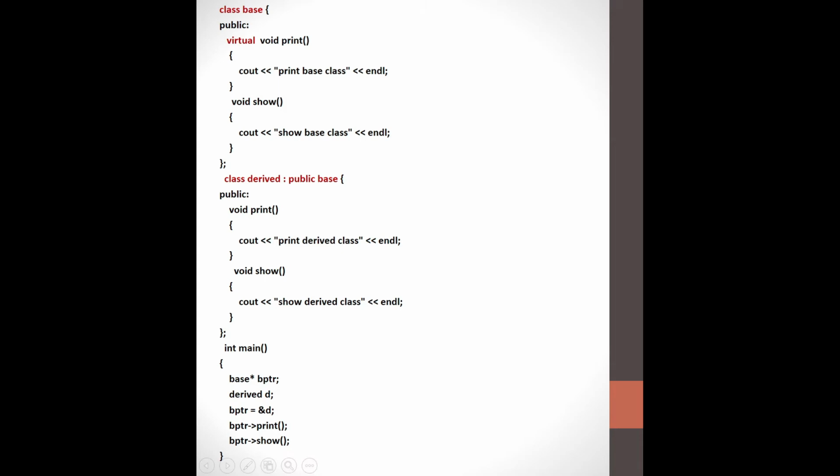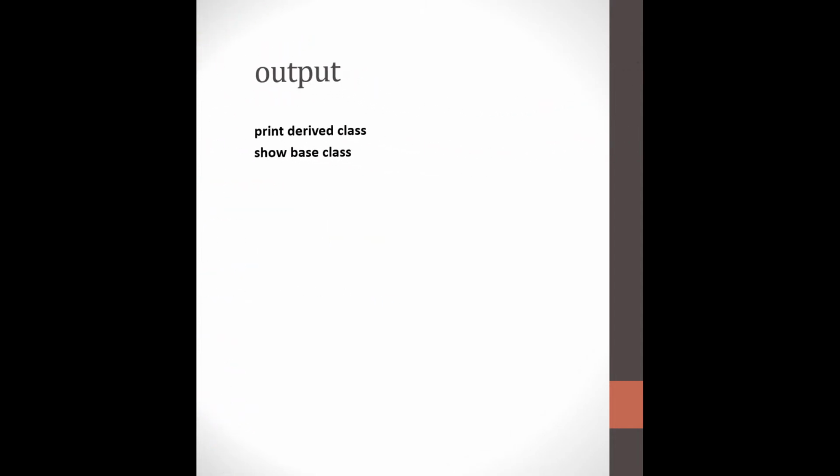After this print derived class, it sees the closing bracket, it comes to the last line, it sees bptr show. Now again, where does it go? It checks bptr, which is pointing to the base class. Again it goes to the base class void show function, and it doesn't see any keyword called virtual. The output would be show base class. So my output would be print derived class and show base class. Hope you have understood the concept of virtual function.